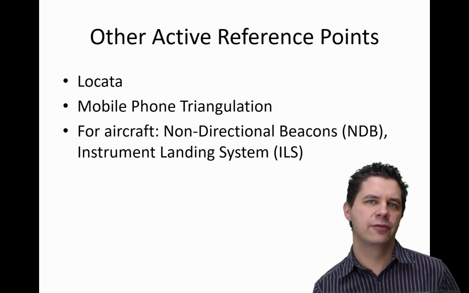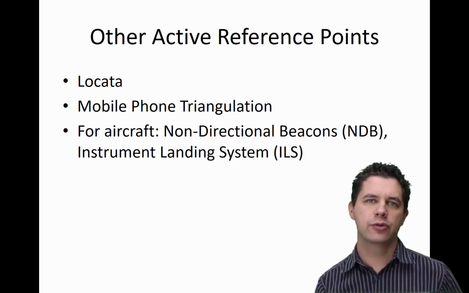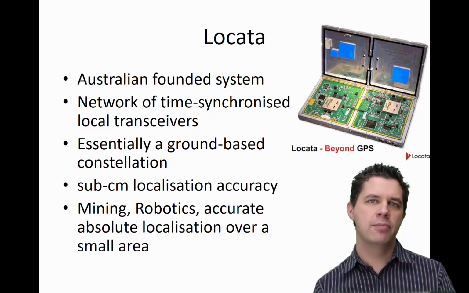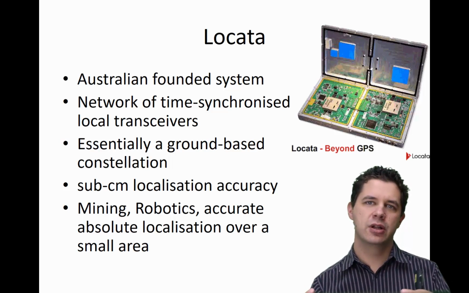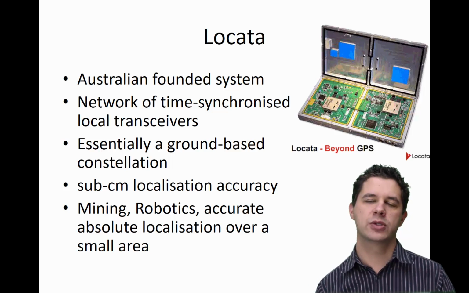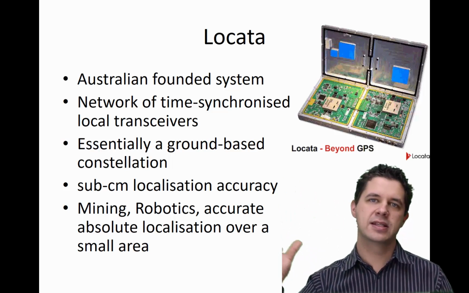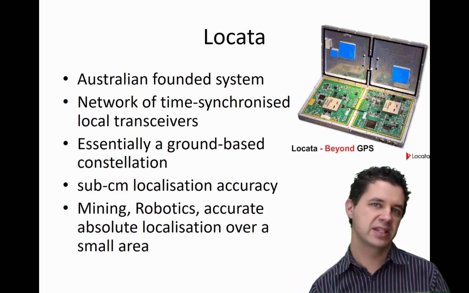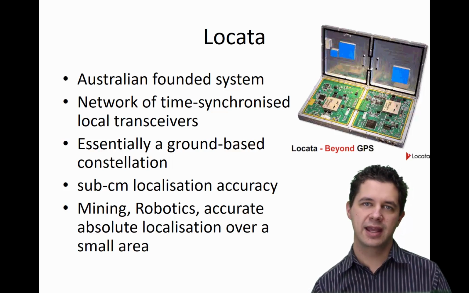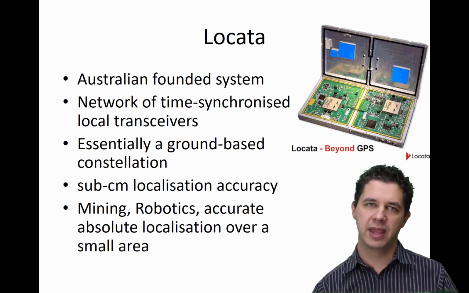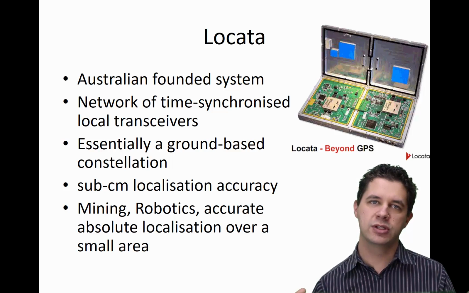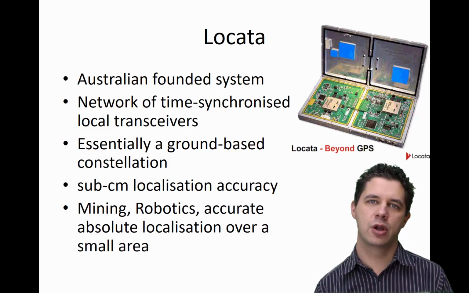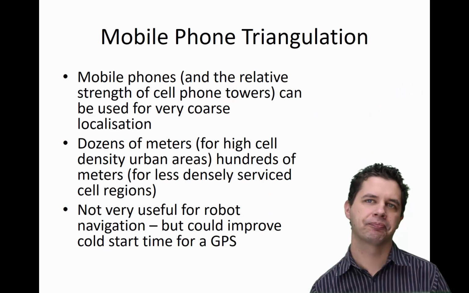There's a few other different active reference points available to us as well, and we'll go through these briefly. Locata is an Australian system and is basically a ground-based constellation of beacons which are all time synchronized with each other. So rather than being in space, this is something that we can put together on the ground and give us very, very high localization accuracy, sub-centimeter. Now we can use this in areas where we don't get GPS particularly well. In underground mining, we can use it in robotic environments, indoors, and we can get very, very accurate absolute localization over a relatively small geographical area.